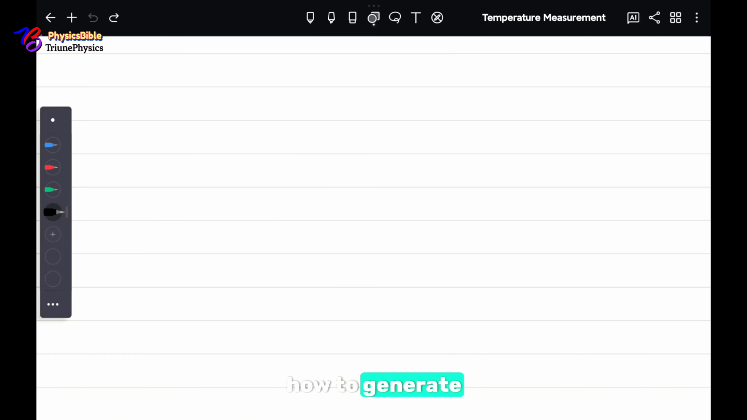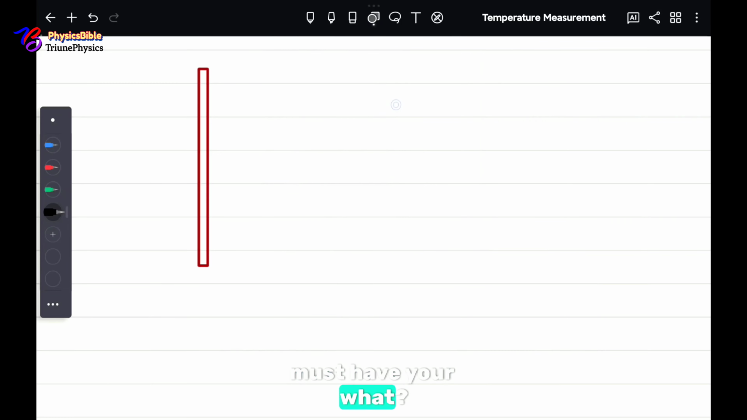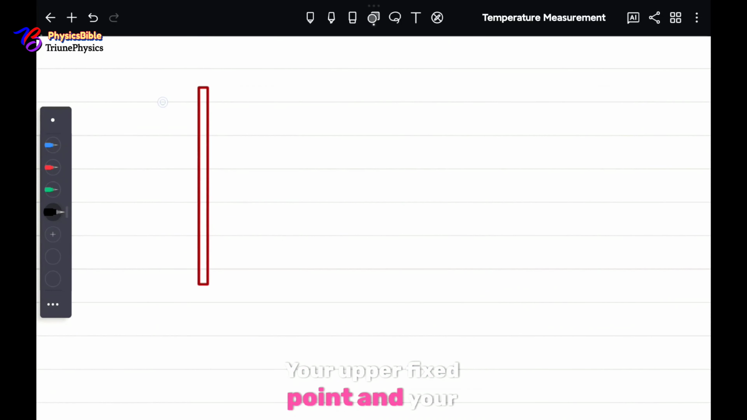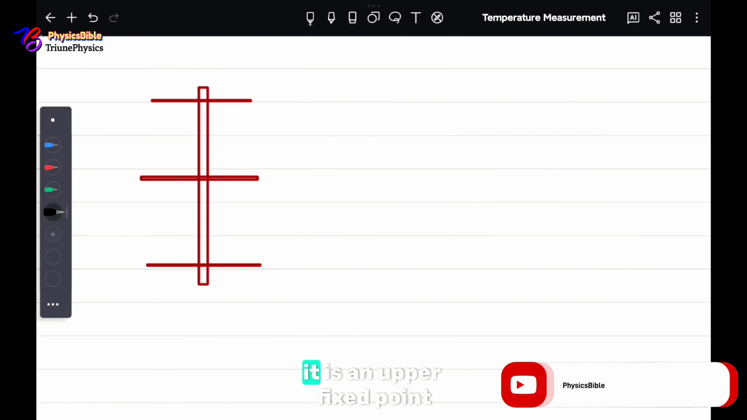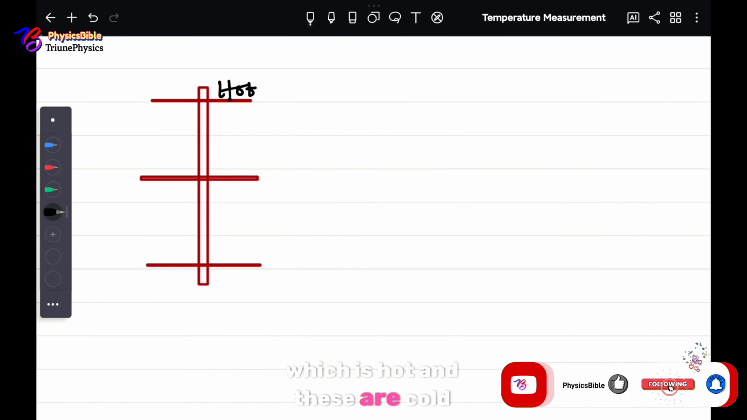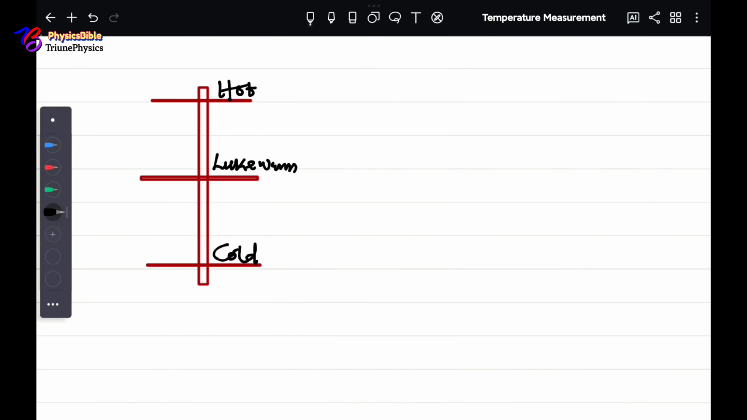Recall, already I've taught you how to derive your equations when it comes to temperature measurement. So let's begin. Let's draw our thermometer. Is that clear? Of course, you know that you must have your upper fixed point and your lower fixed point. I hope this is clear. Then your unknown point will be somewhere here. Is that clear? Then let's represent that. If this is our upper fixed point, which is hot, and this is cold, then this becomes lukewarm. So what was the value here exactly?